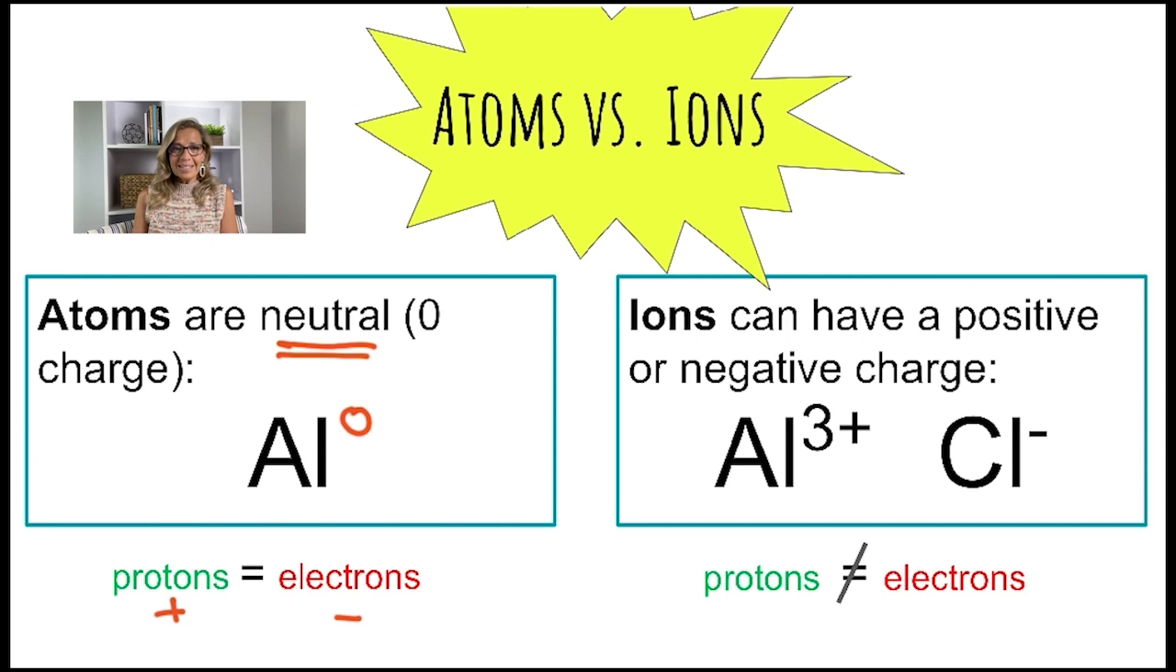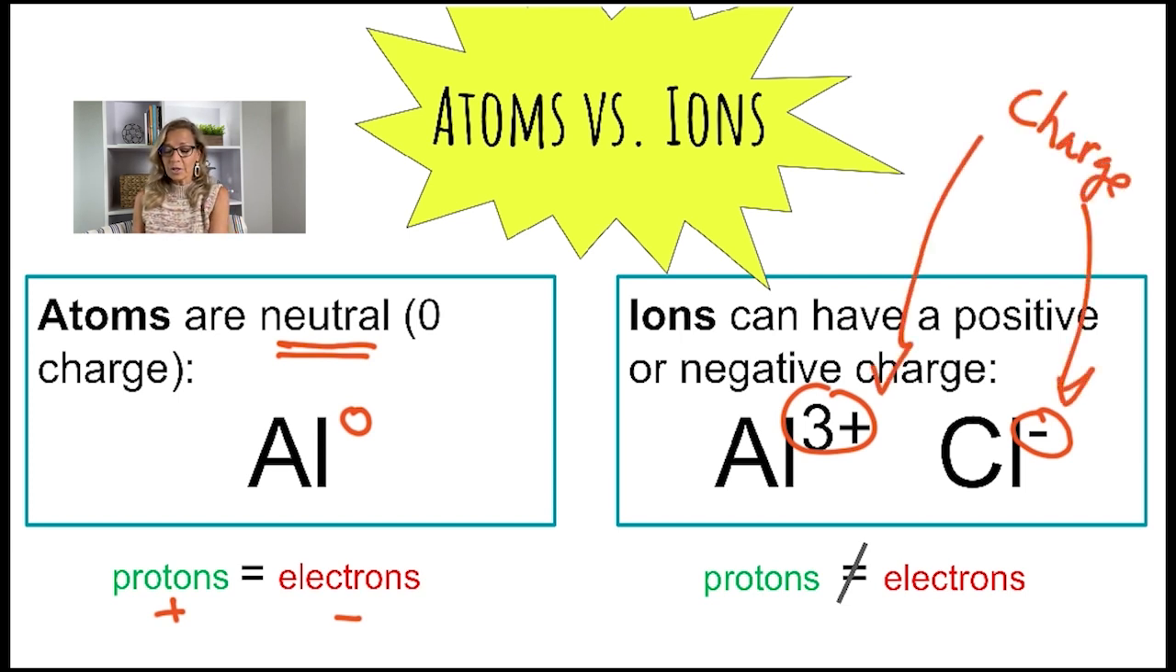But ions have positive or negative charges, and these are some examples of ions. And so the charge gets written here. We're talking about electrical charge. Now, obviously, to get a positive charge and a negative charge, if ions contain protons and electrons, they're not going to have the same number. The number of protons and electrons will not be equal.